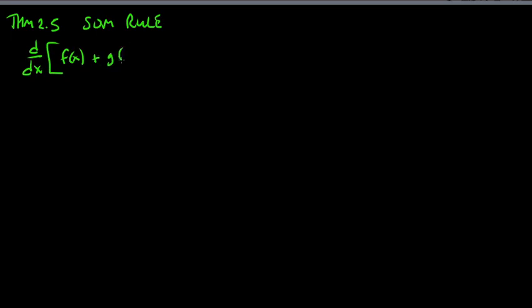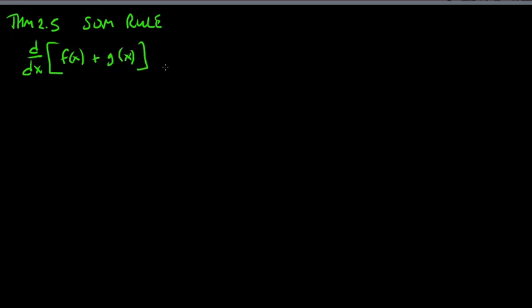Okay, great. So this is theorem 2.5. And there's a name for this. This is the sum rule. It's what you want to do if you want to take the derivative of the sum of two functions, say f of x plus g of x.